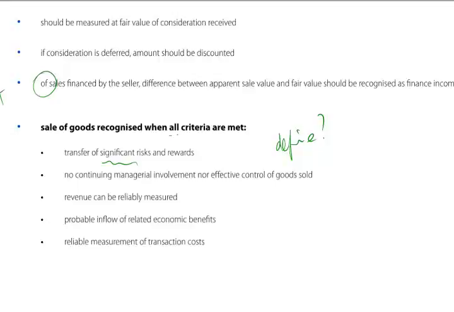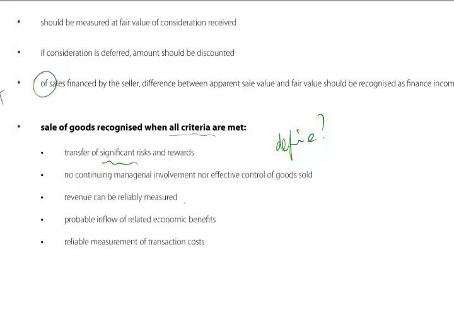The sale of goods is recognized when all criteria are met, so: significant transfer of risks and rewards, no continuing managerial involvement, nor effective control of goods sold. So when we deliver the goods, or when title to the goods has been delivered, we're no longer in control and we're no longer involved.